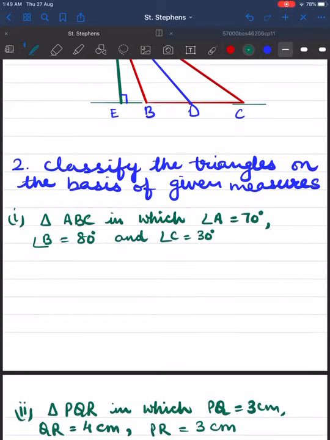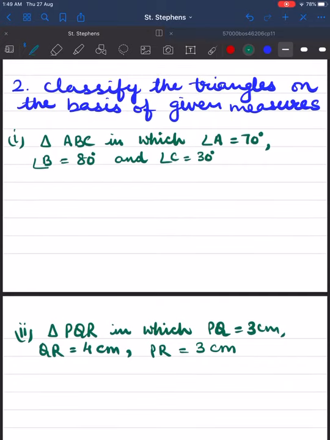Question 2. Classify the triangles on the basis of given measures. Triangle ABC, in which angle A is equal to 70 degrees, angle B is 80 degrees, and angle C is 30 degrees. So here we observe the measure of each angle is less than 90 degrees. So here triangle ABC is an acute angled triangle.